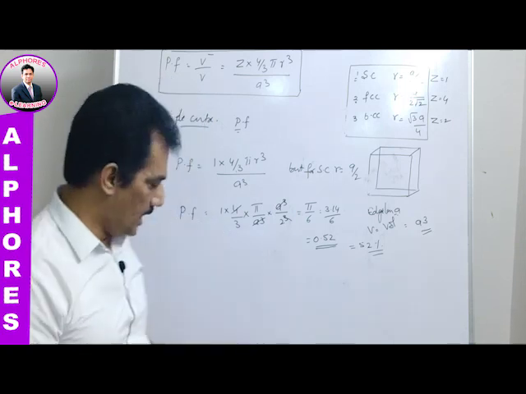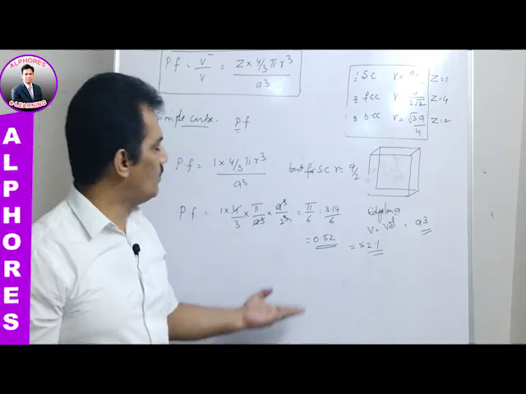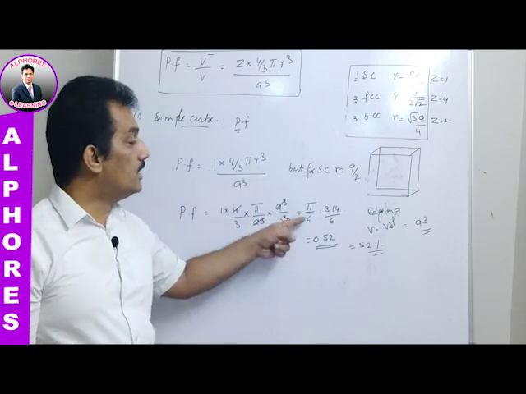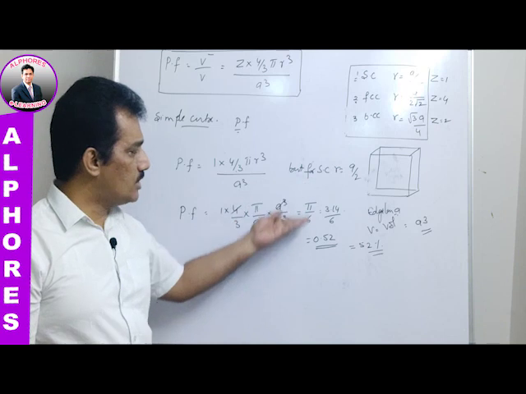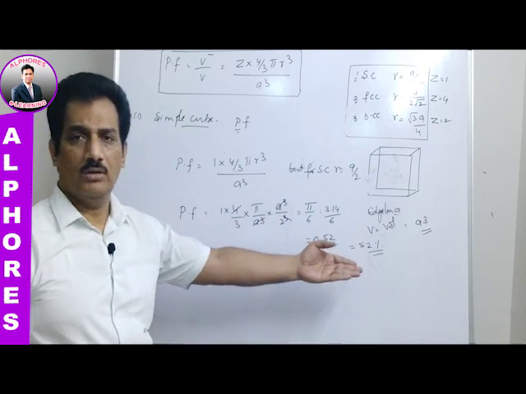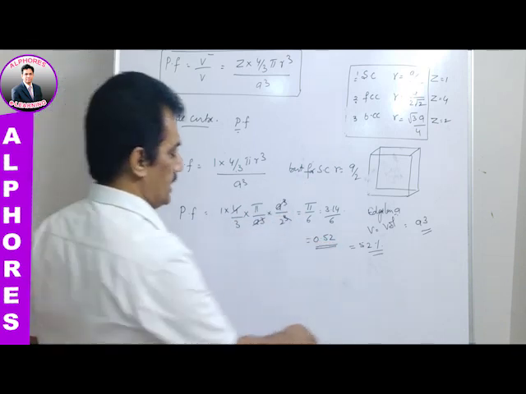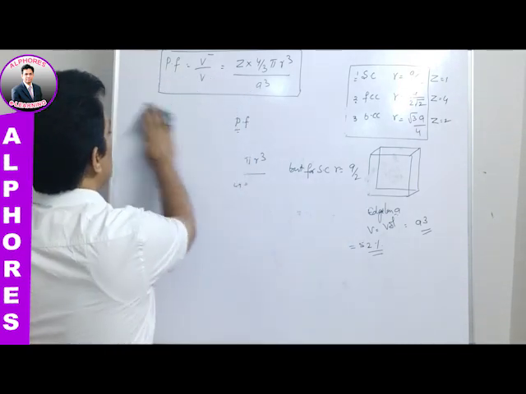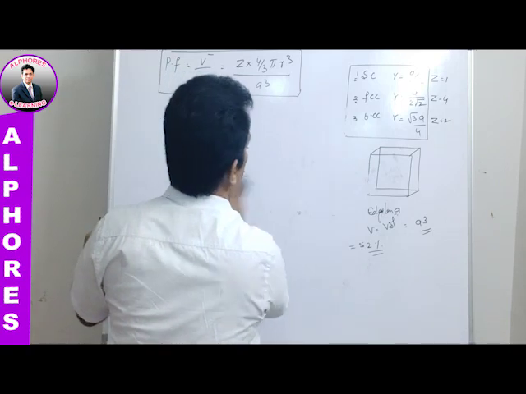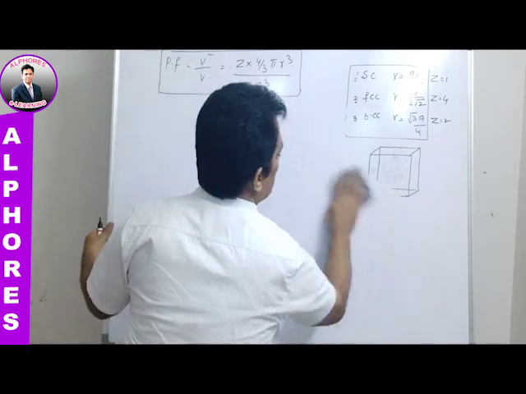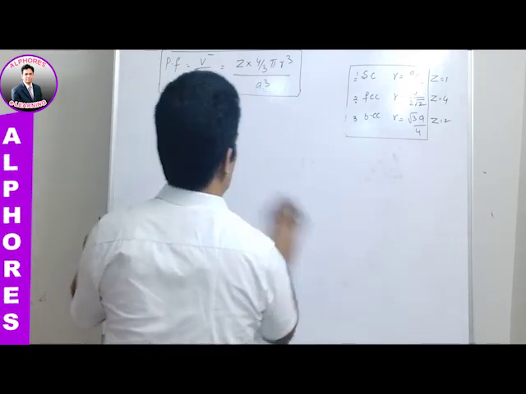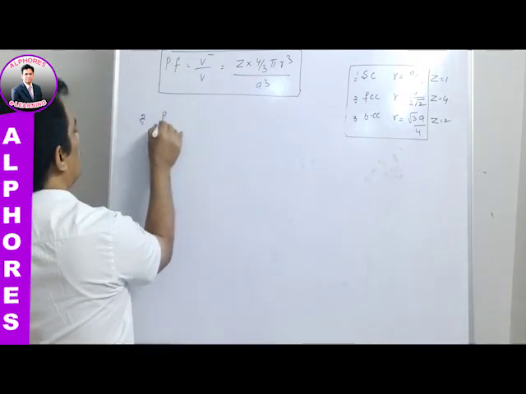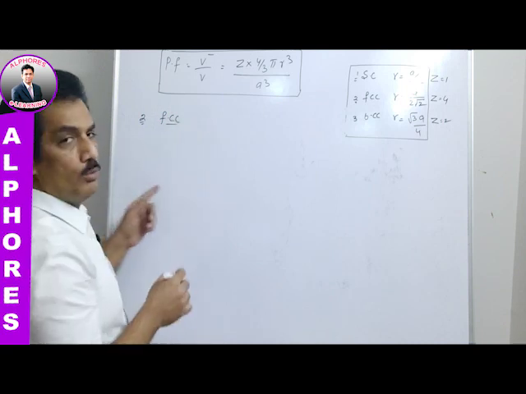Clear? And with this, what we are doing is substituting the Z value of that system and r in terms of a, and we are getting the values. And now let us go for the second one, where it is the face centered cubic crystal. The second one is FCC, face centered cubic crystal.